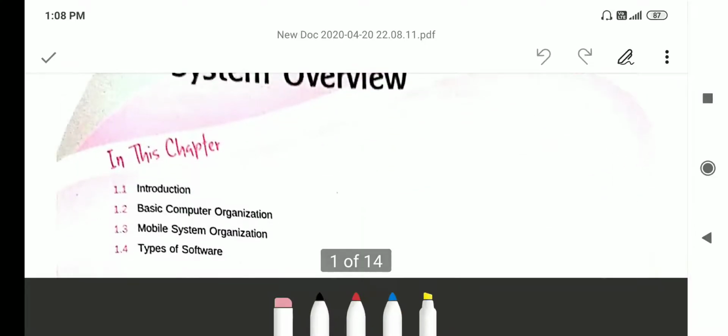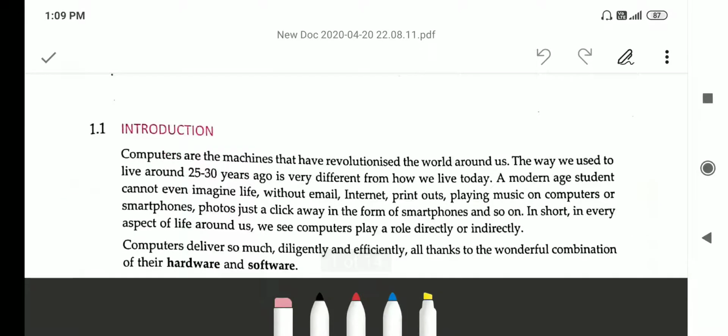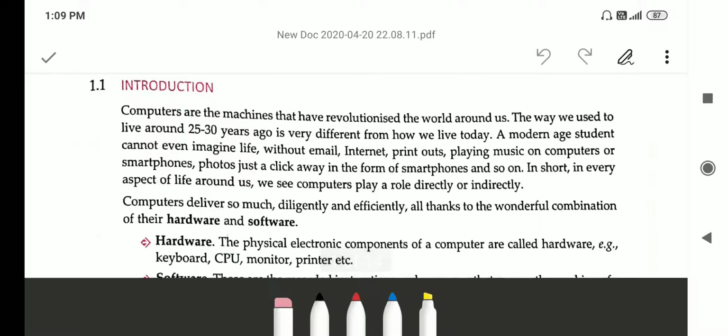I want to show you this book because this book is not available to you this time, as I have already discussed in my previous video that the syllabus has been changed. The database portion from this book has been completely removed. The database which we were studying earlier will be in the 12th syllabus.